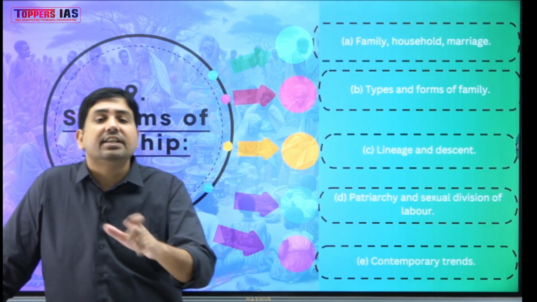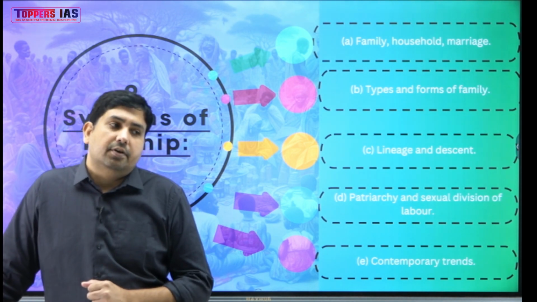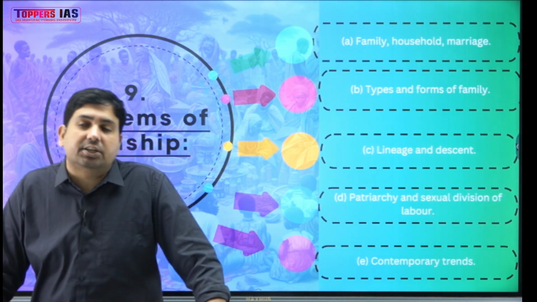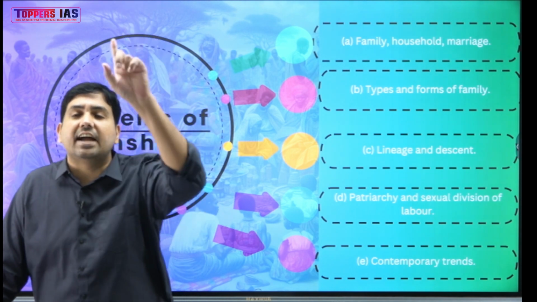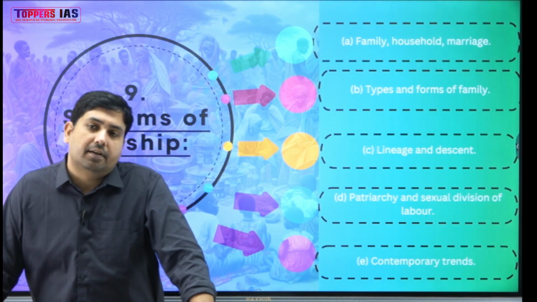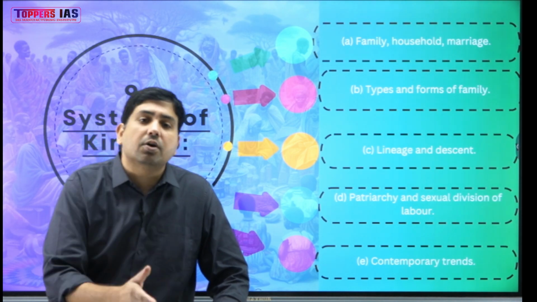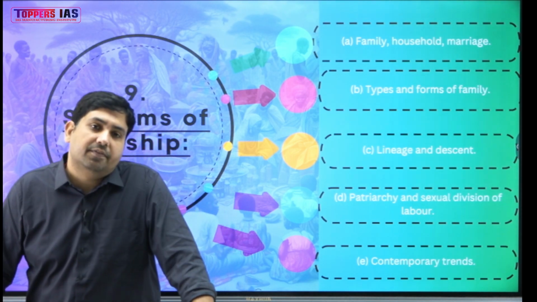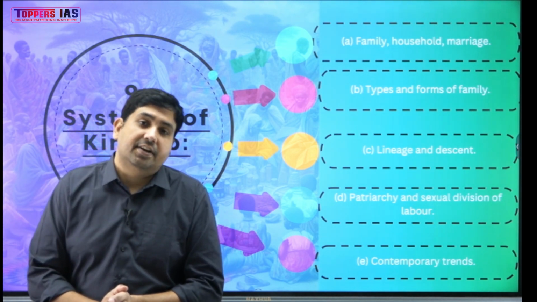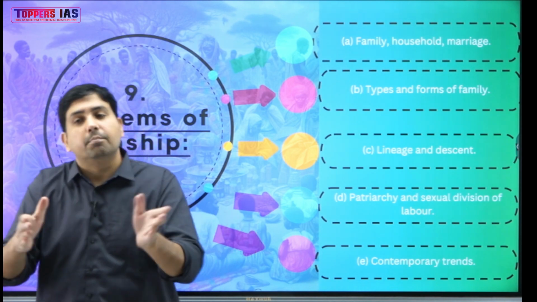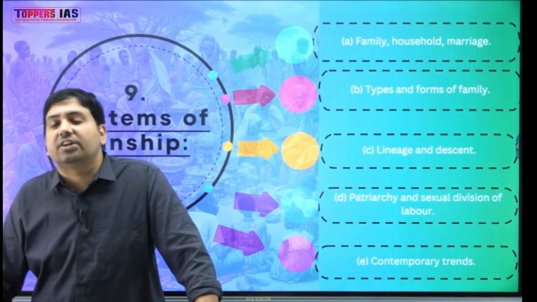Lineage and descent concern how individuals trace their ancestry. There is the concept of patrilineal descent, tracing ancestry through the father's side only. Its counterpart is matrilineal descent, tracing ancestry through the mother's side only. And there is a middle path also, bilateral descent, tracing ancestry through both the mother's side and the father's side. That is very common in Western society.